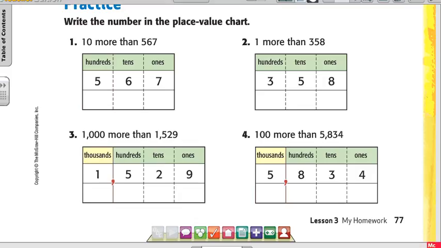Look at number 1. It says write the number in the place value chart. 10 more than 567. 10 more. So what place value is going to change? Tens. So the 5 stays the same. The 7 stays the same. And I need to add 1 more to 6. So what's 1 plus 6? 7.